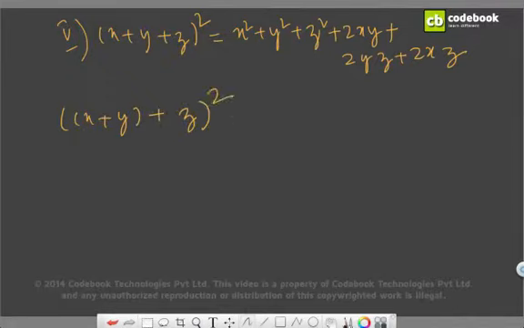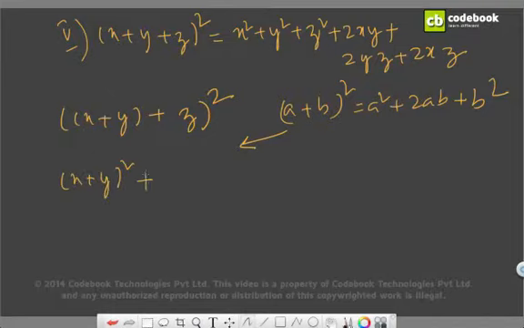So if this is in the form of (a plus b) whole square, and we know that (a plus b) whole square is a square plus 2ab plus b square. So applying that formula, we will get (x plus y) whole square plus 2 times (x plus y) times z plus z square. So if you expand this, (x plus y) whole square again, we know is in the form of (a plus b) whole square.